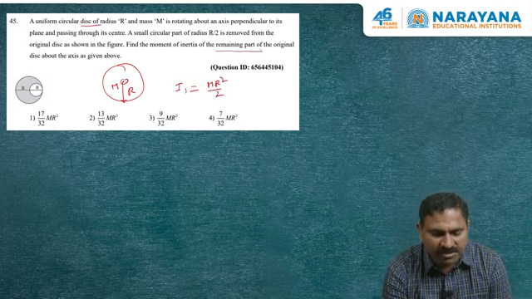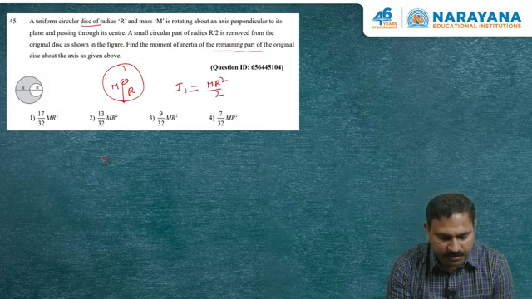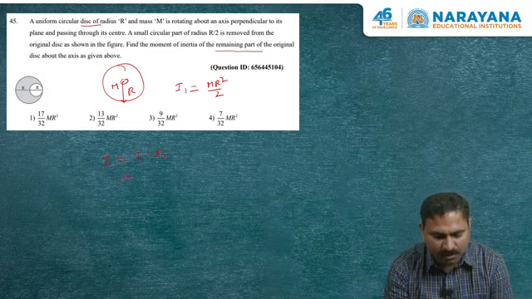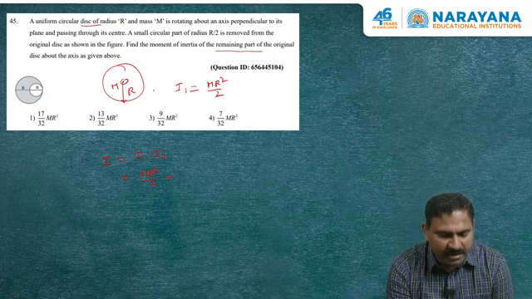Now moment of inertia of remaining part means, if it is I, this is I1 minus I2, where I2 is moment of inertia of removed part, I1 is mr square by 2, I2 again we need to use parallel axis theorem here.